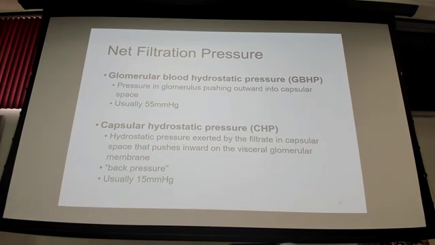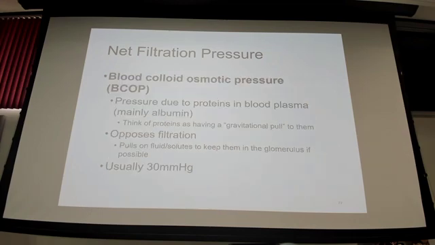Capsular hydrostatic pressure. That's the pressure that the filtrate within the Bowman's capsule space around the glomerulus exerts to push back in, right? So it is a back pressure, all right? So does that make sense so far? Blood pressure pushing out, capsular pressure pushing back in, sort of opposing forces, okay?